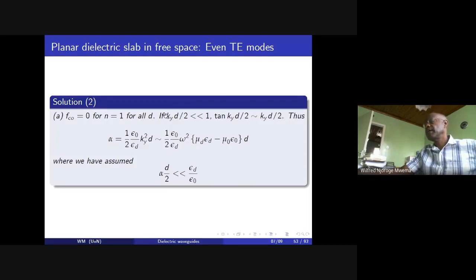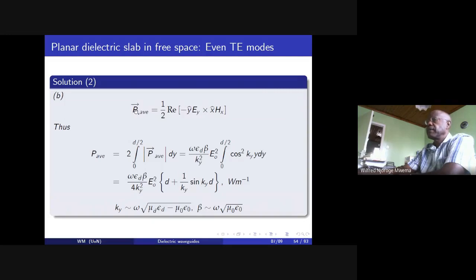And if kyd by 2 is much smaller than unity, you can always have that the tangent of kyd by 2 will be approximately equal to kyd by 2 in radians. And thus, the alpha is just going to be given by a half of epsilon naught by epsilon d and ky squared and multiplied by d, and this gives us a value of that nature multiplied by d, where we have assumed that alpha d by 2 is also much smaller than epsilon d and epsilon naught.